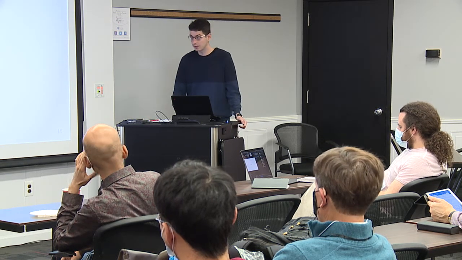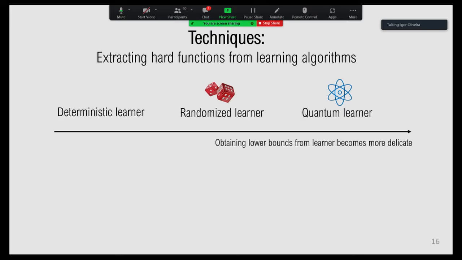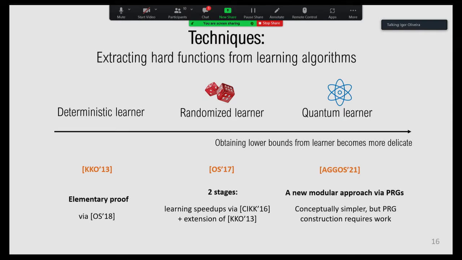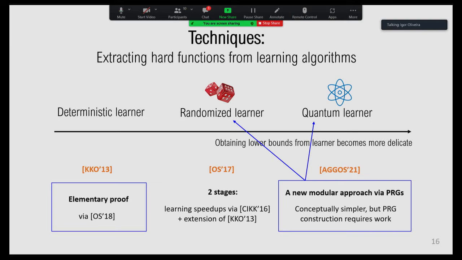All right, so I want to go through the techniques, just give you a high-level overview of these techniques. As we give more power to the learning algorithm, extracting hard functions from the algorithm becomes a more delicate task. Different papers have used different approaches. But now we have, at least conceptually, pretty elementary proofs using the right building blocks. I'll briefly go through how to do it for deterministic learners, and just sketch the argument that works in the case of both randomized and quantum learners. So there's a single high-level argument that works in both cases.